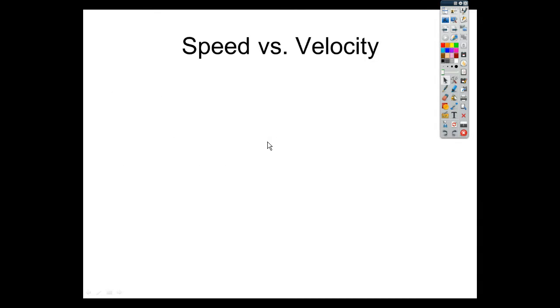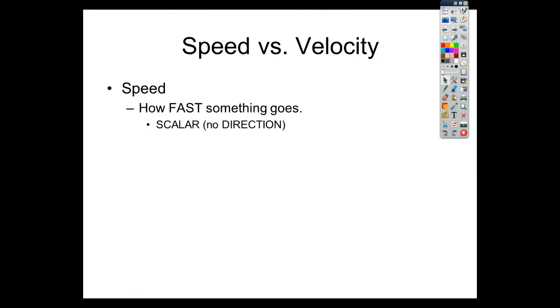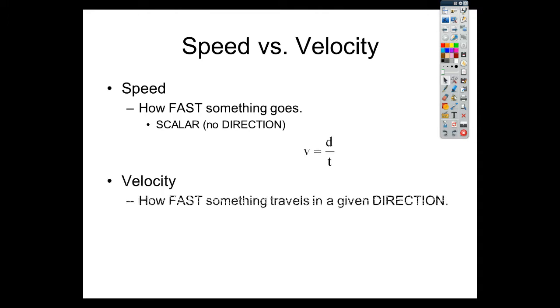In the same way, speed and velocity are related. So when we look at speed, we know that speed is how fast something goes, but it's only the speed. So if I drive on 31 towards Kokomo, I would just say that I'm driving 60 miles per hour. I would not give a direction. Velocity, on the other hand, is how fast something travels in a given direction. Now I would say I'm traveling 60 miles an hour north if I'm going toward Kokomo.